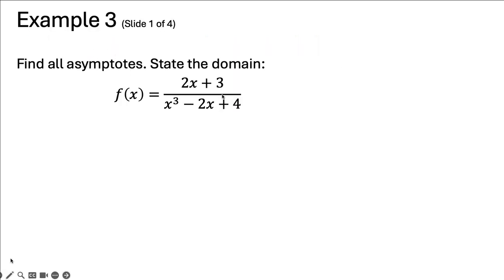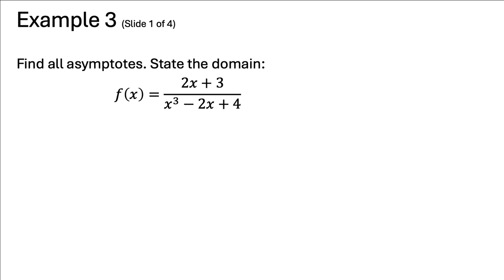So let's look at an example where we're being asked to find all the asymptotes, both the horizontal one and any vertical ones that might exist. And it's also asking us to state the domain.